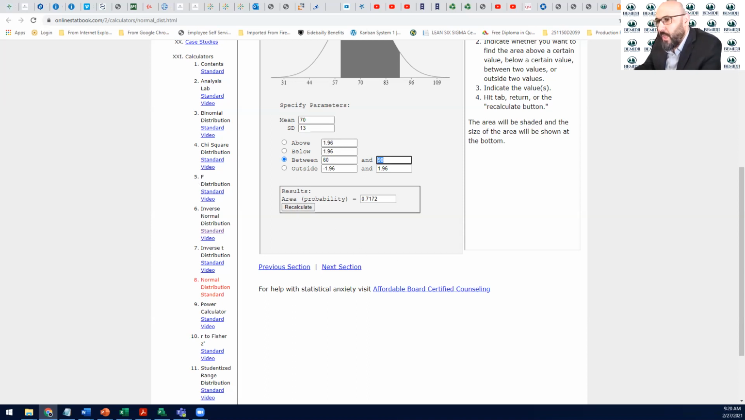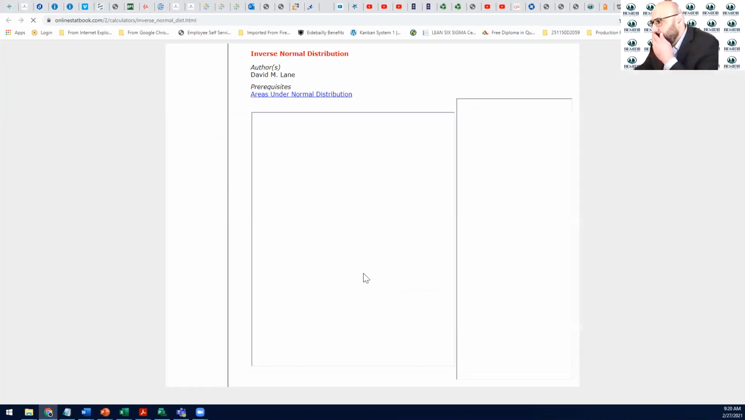And the other website is very similar to this one, same source, and this is again online: statbook.com/2 calculators/normal curve. This is handy when you have limited time on an exam or a quiz and you have to finish quickly.